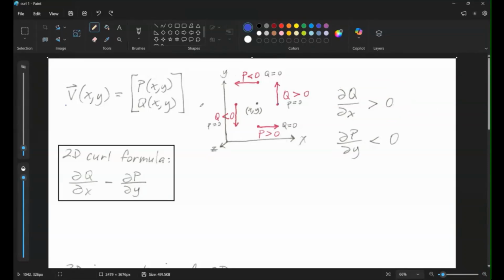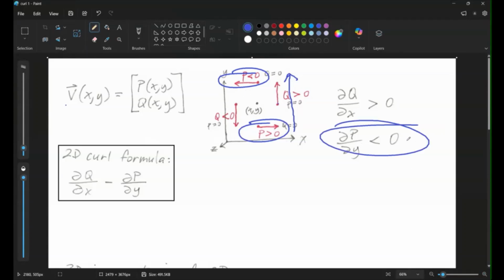Then if we look at P, the x part, we want to look at partial P partial y. If we look at the P's, this is a negative x value and a positive x value, and as y goes positive, what happens to P? Well, P was positive and it turns negative. So a slope going from positive to negative would be a negative slope.